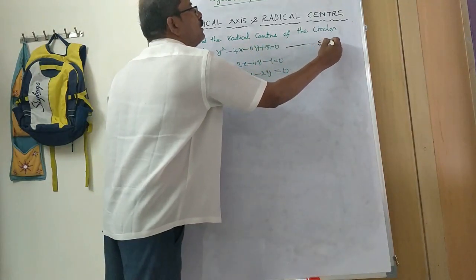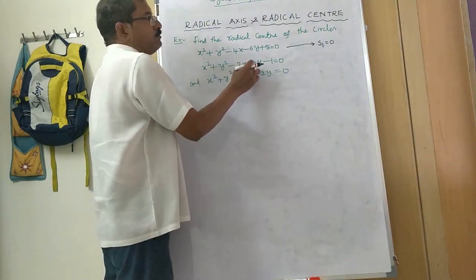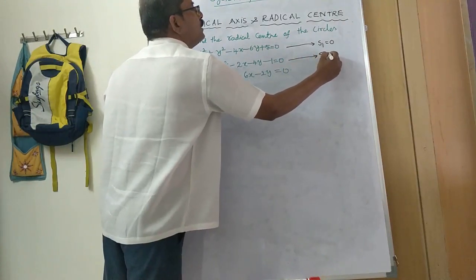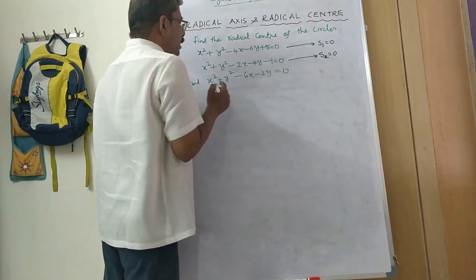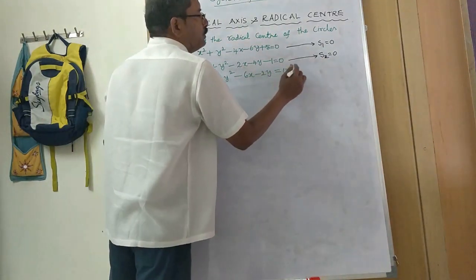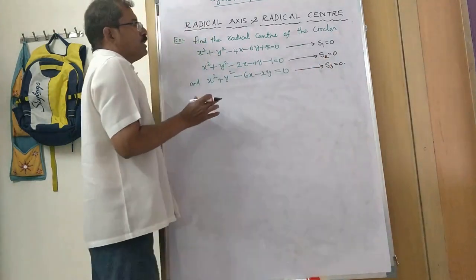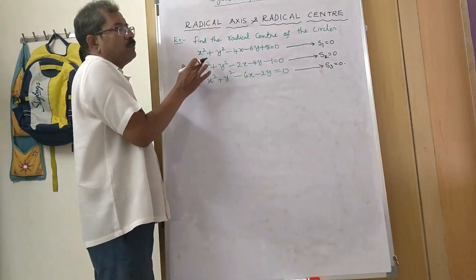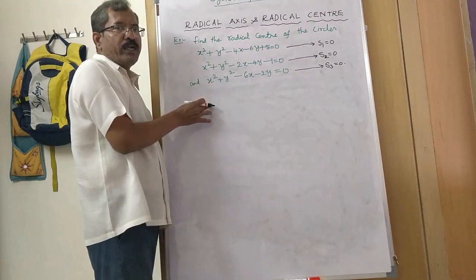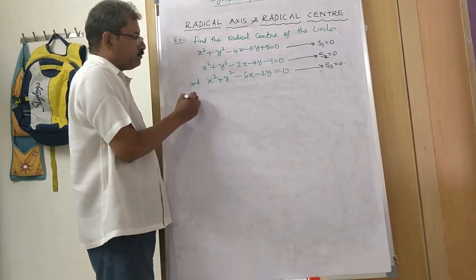Say this one is S1 = 0. And x² + y² - 2x - 4y - 1 = 0. This you can say S2 = 0. And x² + y² - 6x - 2y = 0. This one is S3 = 0. First of all, what do you find? First find the radical axis, then if you find the intersect point, that gives you the radical center. Okay, solution.